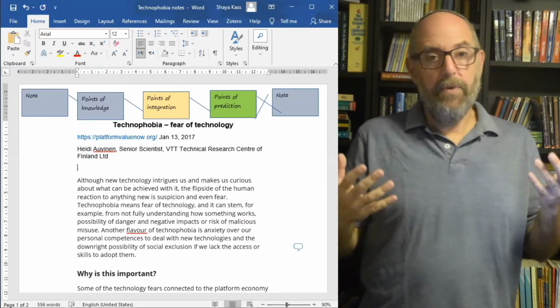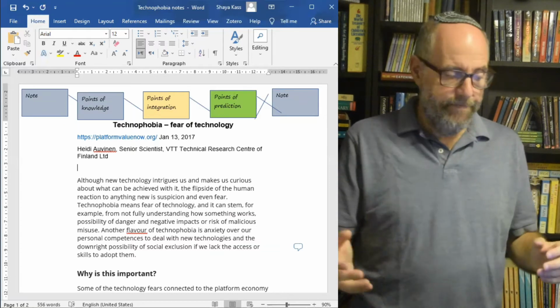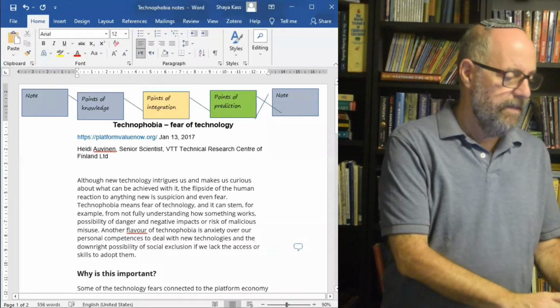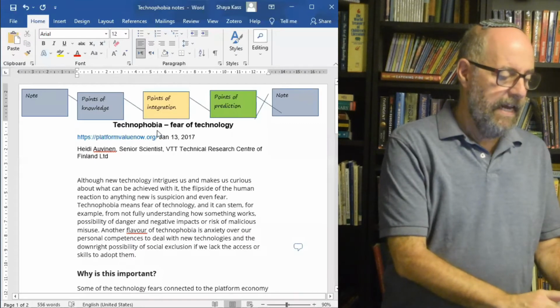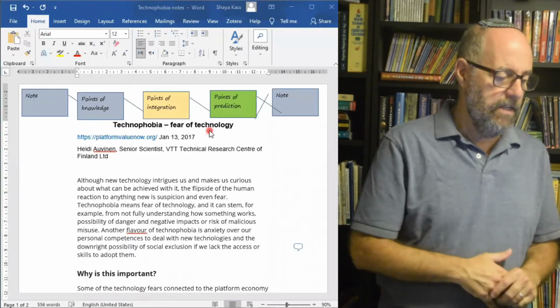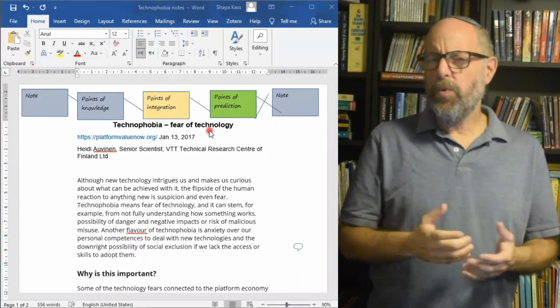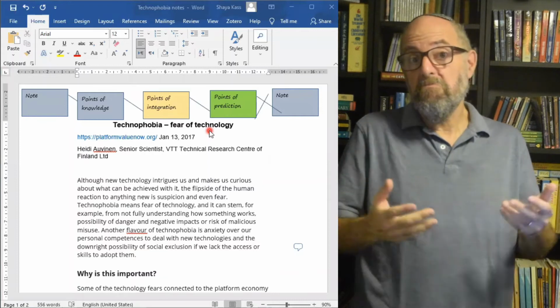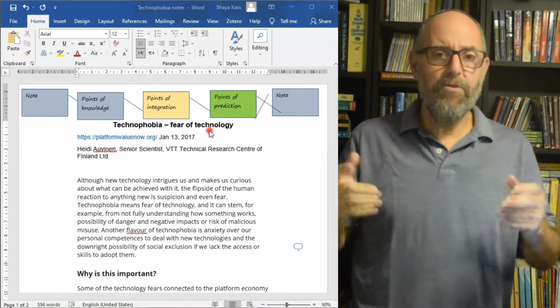The first thing you do whenever you get to an article is you read the title. So here, of course, the title tells us Technophobia, Fear of Technology. I'm not quite sure what the word technophobia means. Fear of technology I can understand. There's always someone who's afraid of new technology.